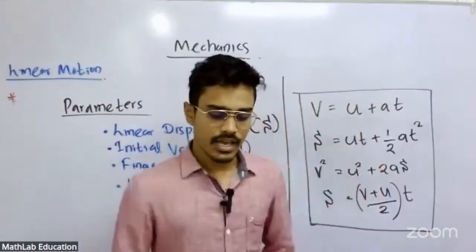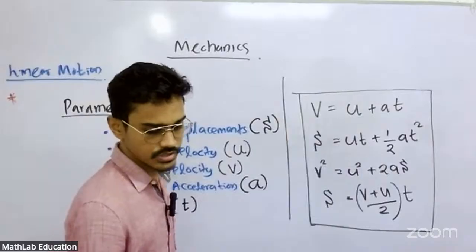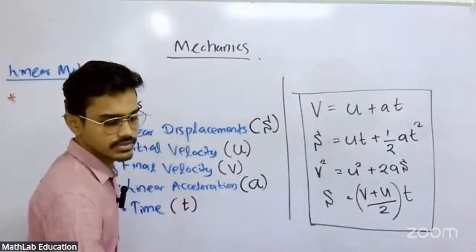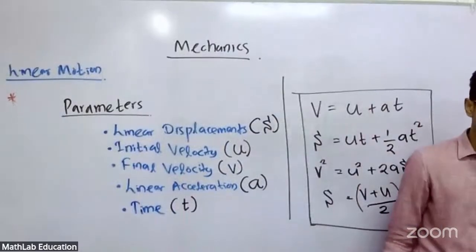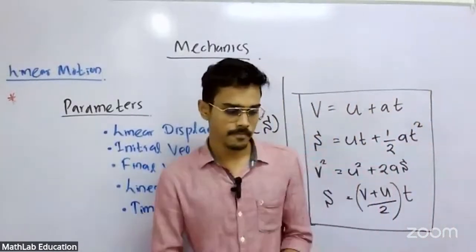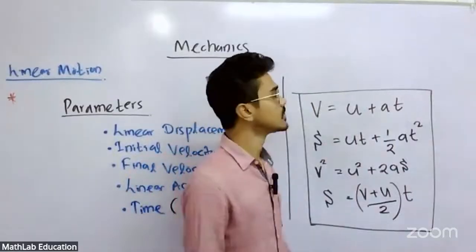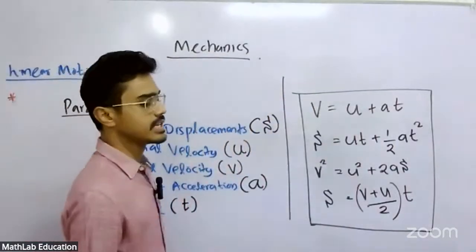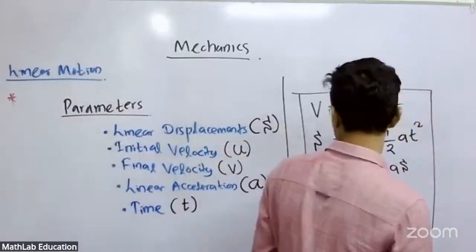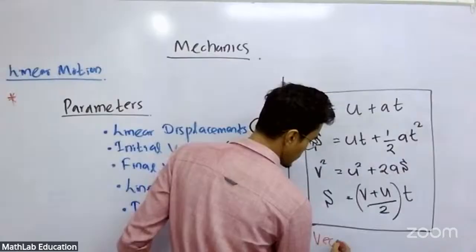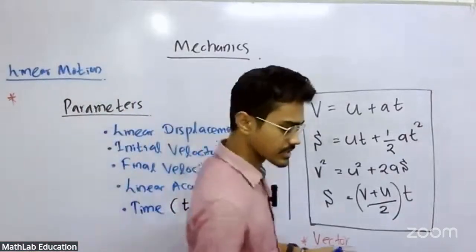Using a red pen, put an asterisk mark and write down: all linear motion equations are vector equations.